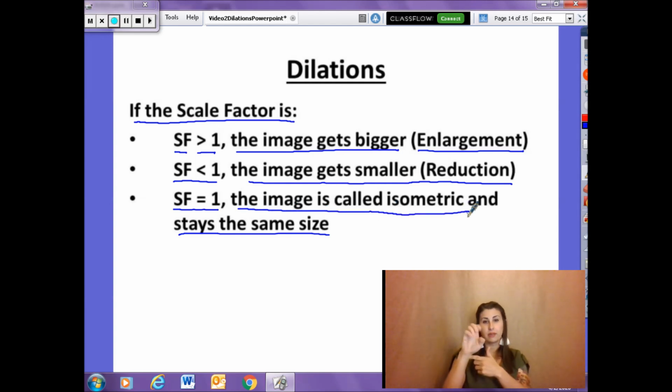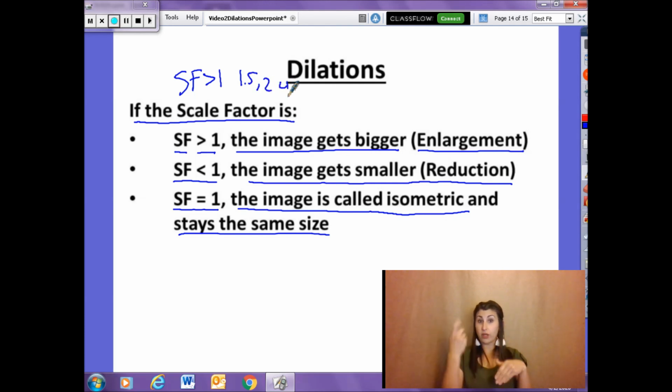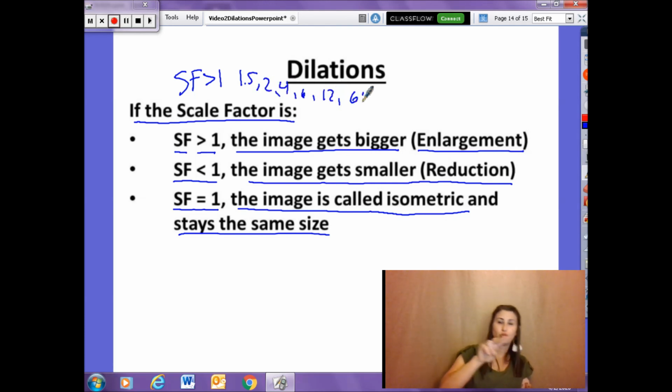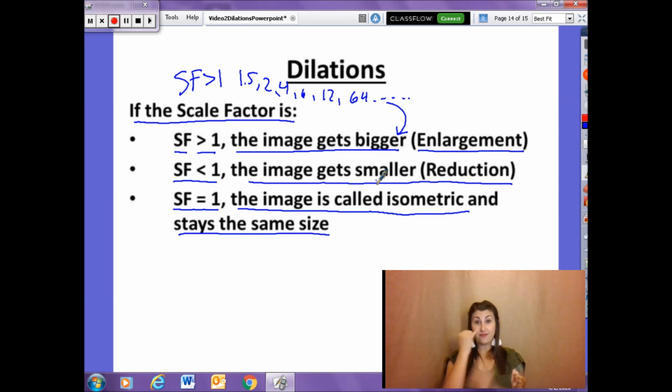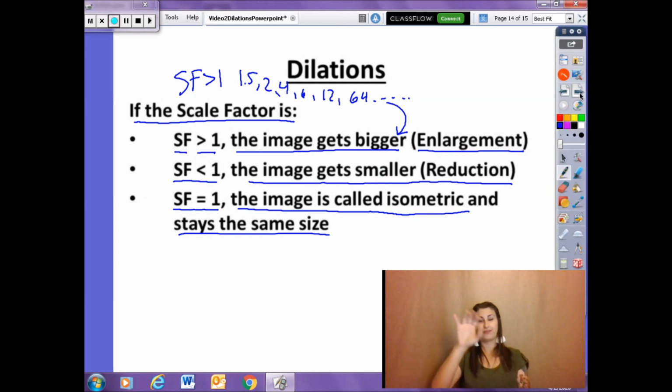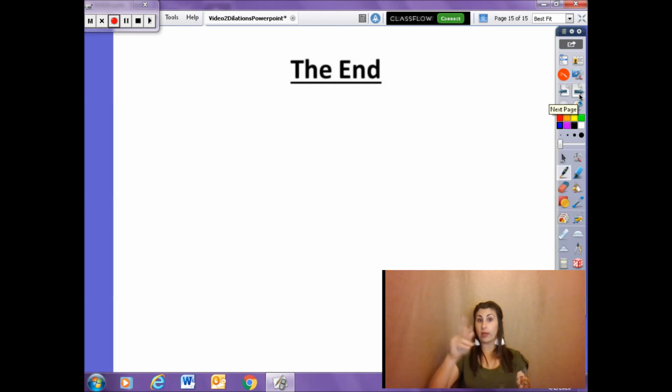Okay. So, remember, if you are given a scale factor and it's greater than 1, so like 1.5, 2, 4, 6, 12, 64, and so on, then it gets bigger. But if it's less than 1, like 1/2, 1/3, 1/4, a fraction, a decimal, then the image gets smaller once you multiply it out. And if the scale factor is exactly 1, then it stays the same size. All right, next slide. All right, that's the end.